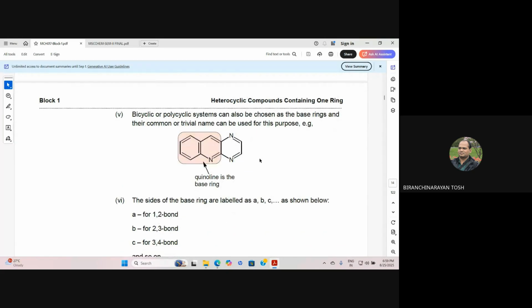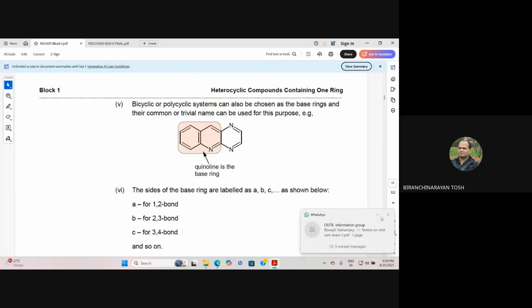Then bicyclic or polycyclic systems. A bicyclic or polycyclic system can also be chosen as the base ring, and their common trivial name can be used for this purpose. If you see this one, it is quinoline. So quinoline is the base ring, and we have to add this one to quinoline.